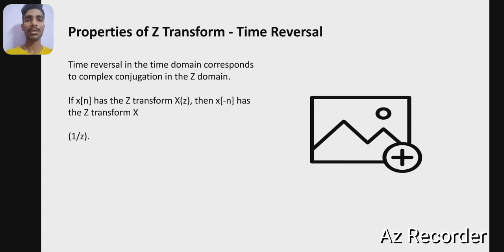Properties of the Z transform: time reversal. The reversal in the time domain corresponds to the complex conjugate in the z domain. If x[n] has the Z transform X(z), then x[minus n] has the Z transform X(z to the power of minus 1).